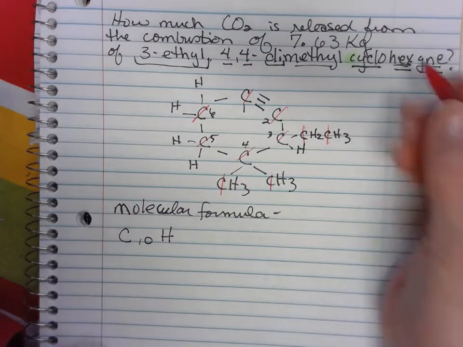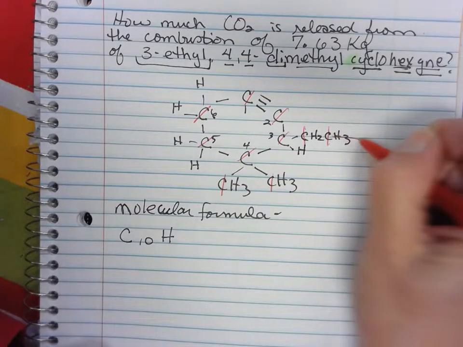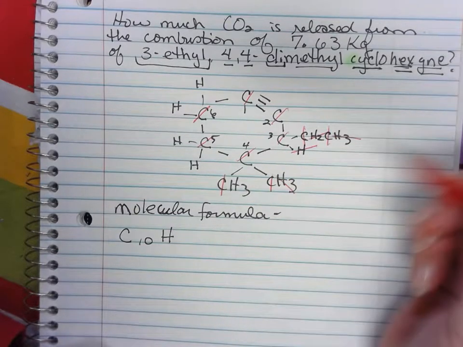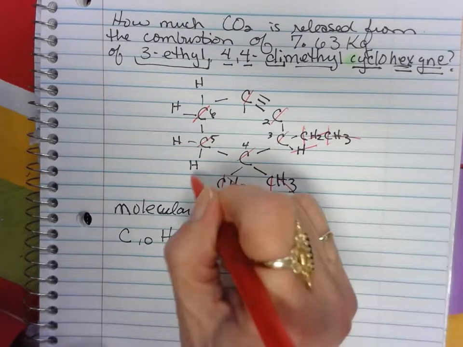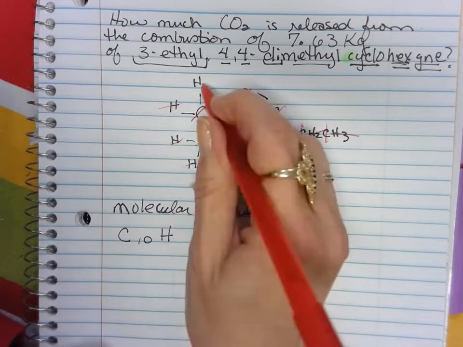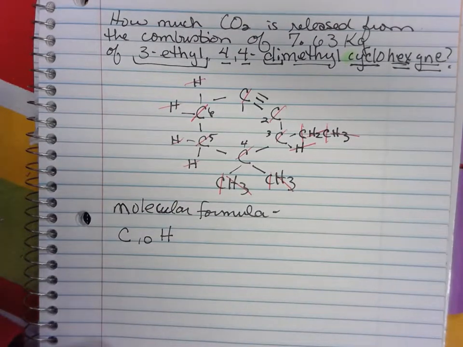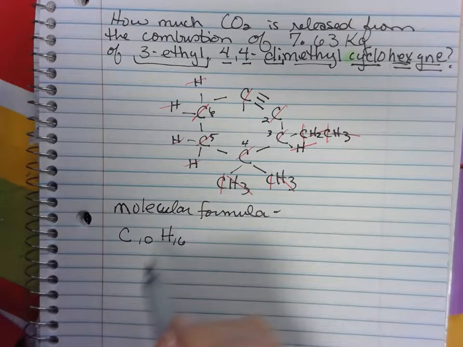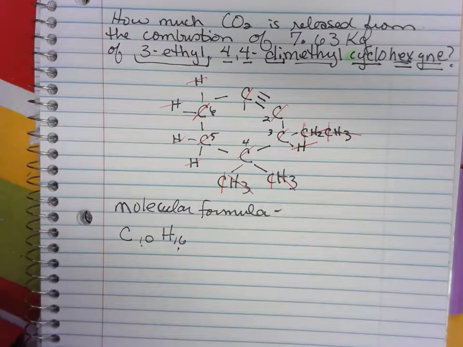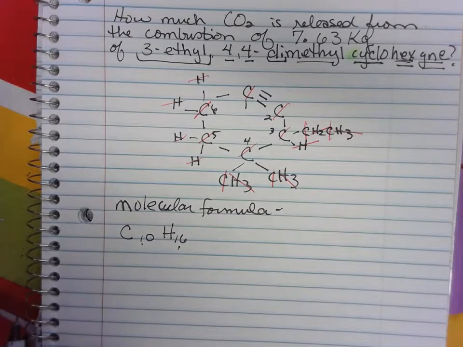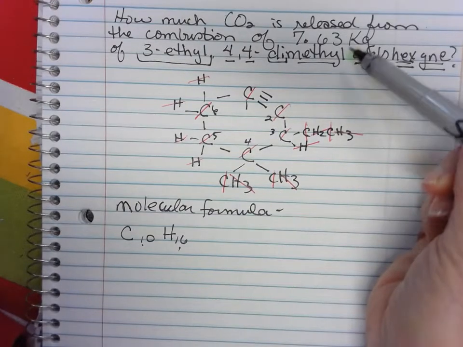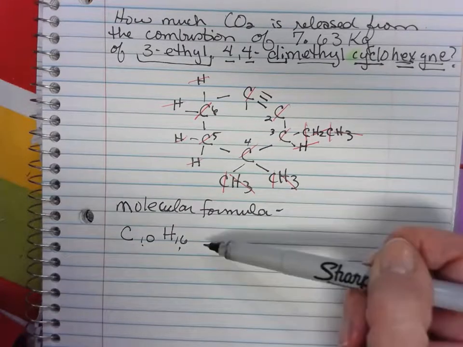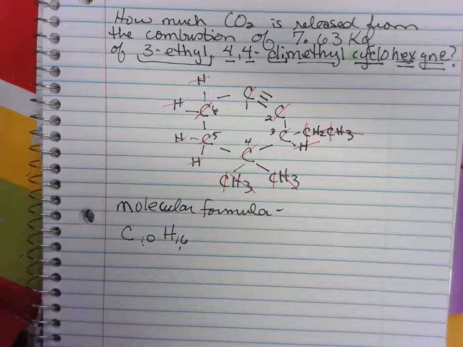Now with hydrogens, I'm going to do the same thing. I've got 3 and 2 is 5, that's 6. 6 and 3 is 9, and 3 is 12, 13, 14, 15, 16 hydrogens. So the molecular formula for this monstrosity is C10H16. So again, step 1 was to draw my structure. Step 2 was to find my molecular formula.